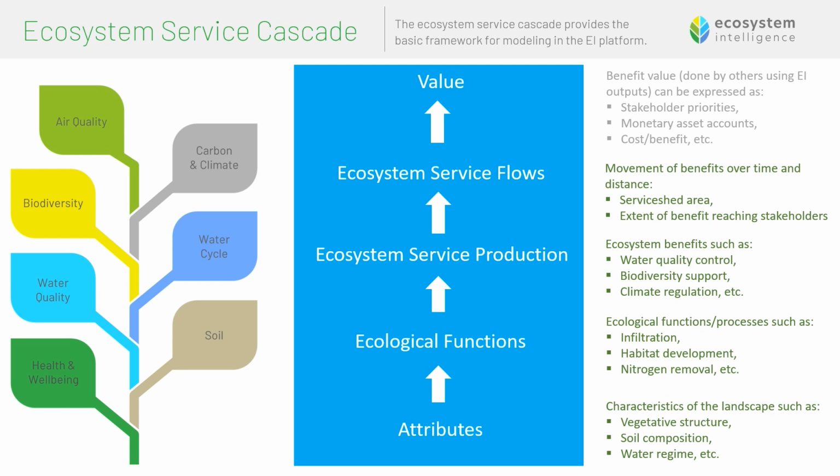EI is built around the ecosystem services cascade that you see here in the middle. Intuitively, we all know that the condition of the landscape dictates how that landscape performs. For example, we know that the ground we're standing on is covered with asphalt, which is an attribute. That asphalt is going to intercept water from a rainstorm, and that rainwater will be prevented from infiltrating into the ground. Rather, it will likely either evaporate or run off, or a mix of the two.